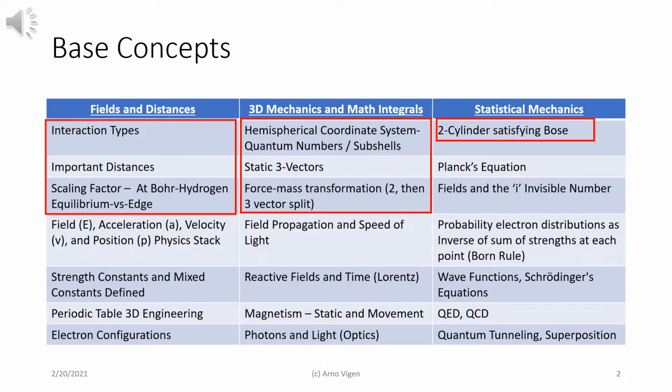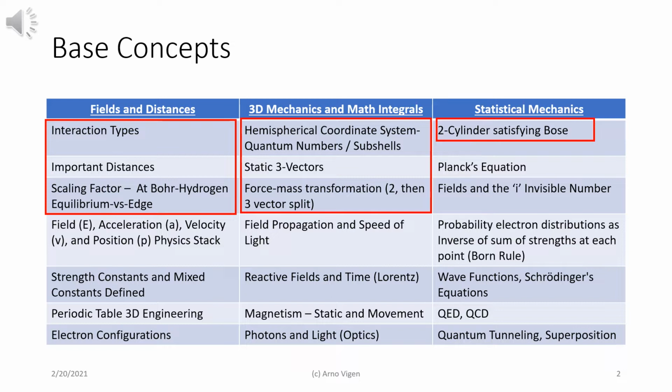The subatomic world is the combination of many base concepts. These cover A. Fields and distances, B. 3D mechanics and the related math of integrals and derivatives, and C. Statistical mechanics, also called quantum mechanics. These are interrelated, so those concepts are highly interlinked.